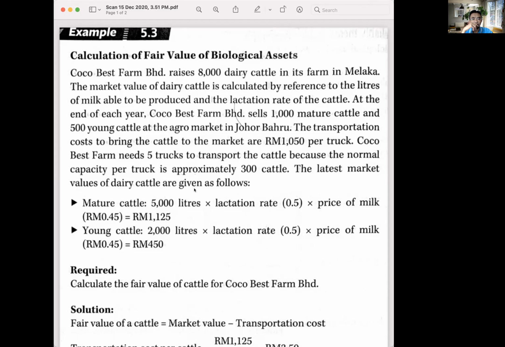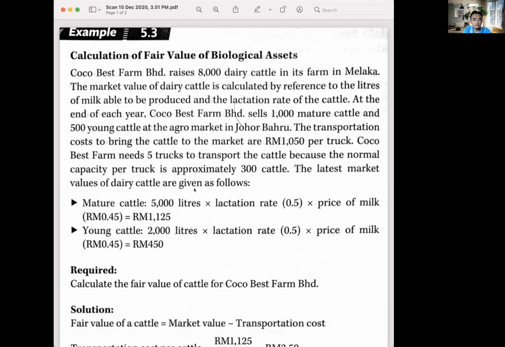Okay. So at the end of each year, Cocoa Best Farm Berhad sells 1,000 mature cattle and 500 young cattle at the agro market in Johor Bahru. Okay, so dia nak jual 1,500 cattle, ada yang mature, ada yang young cattle. And the transportation cost to bring the cattle to the market is 1,050 ringgit per truck.